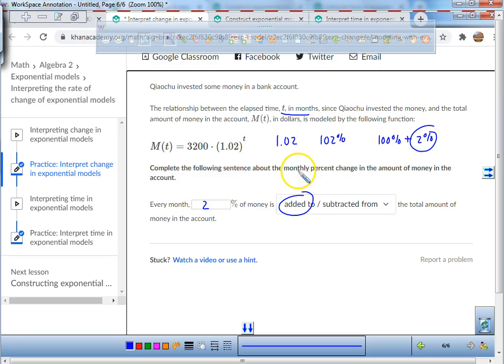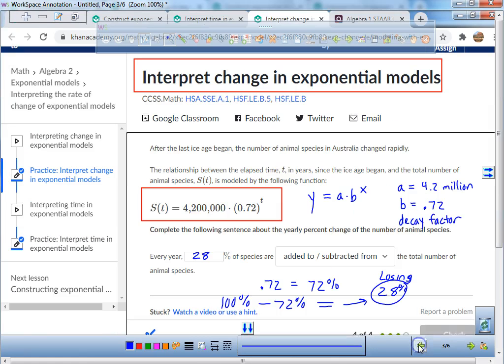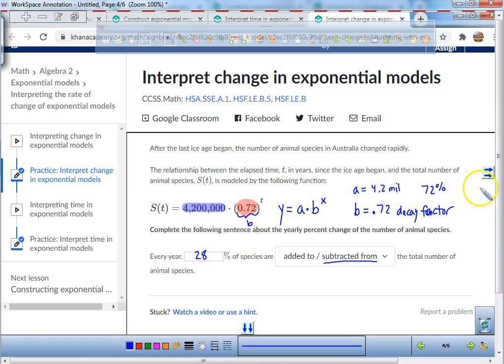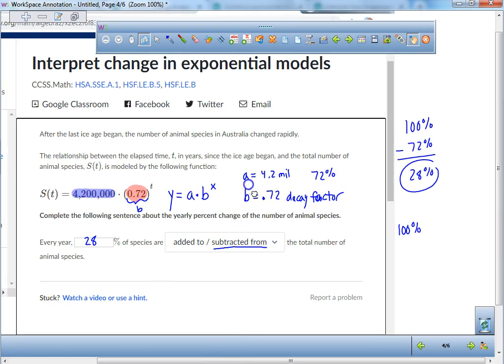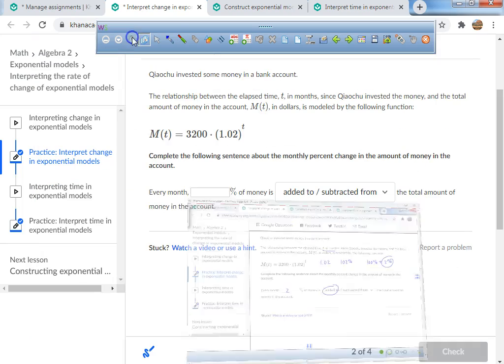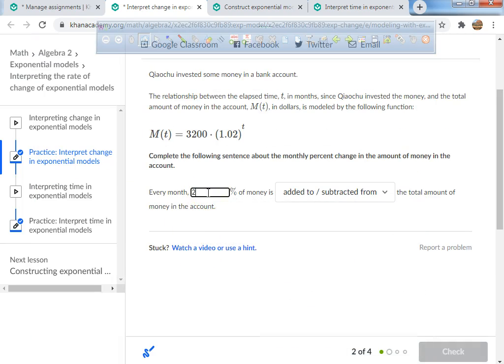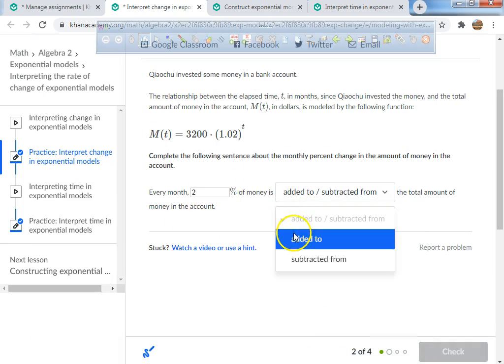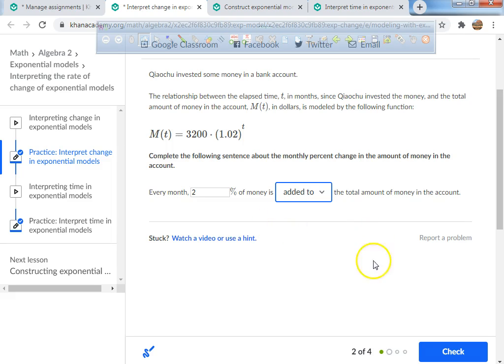Now before, what did we do? We didn't add, we took it away. If you look over here, we took away that 72%. That means we were losing 28%. But here, we're just adding 2%. Okay, so 2% is being added. They're not making a whole bunch of money, but it's better than nothing.